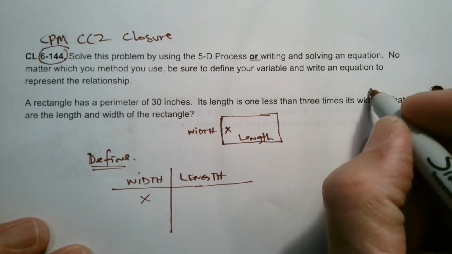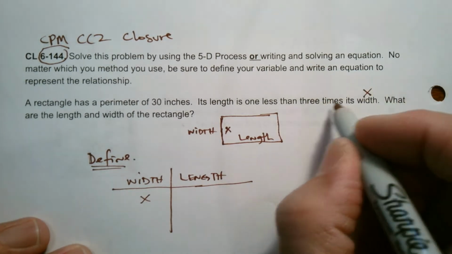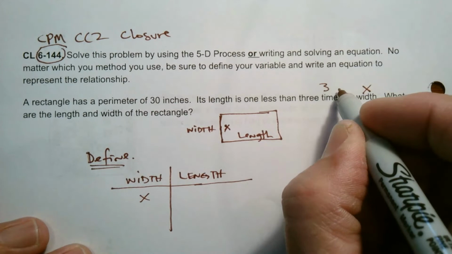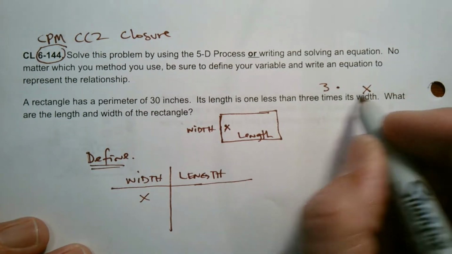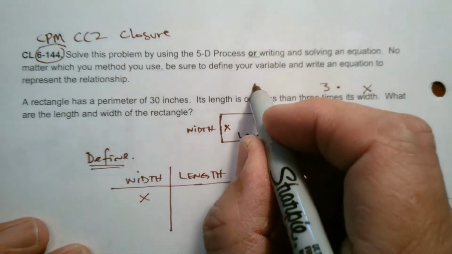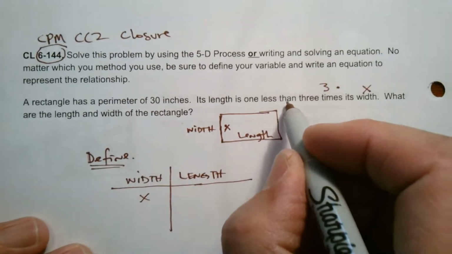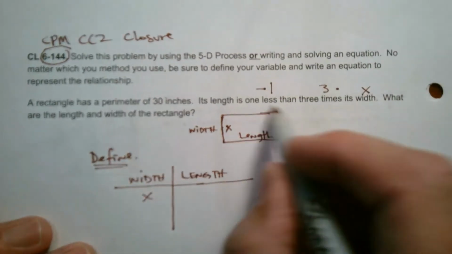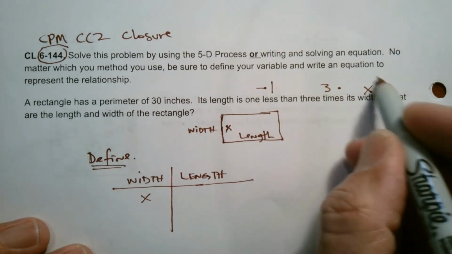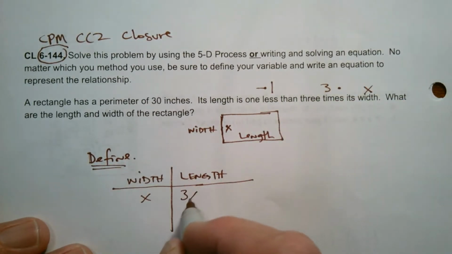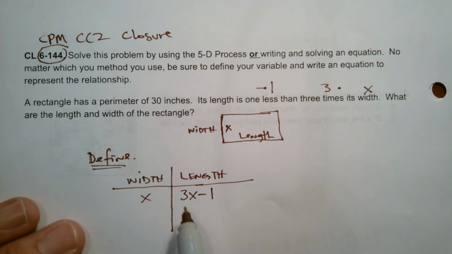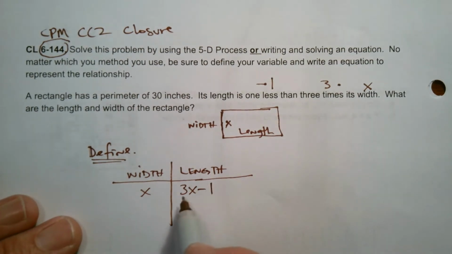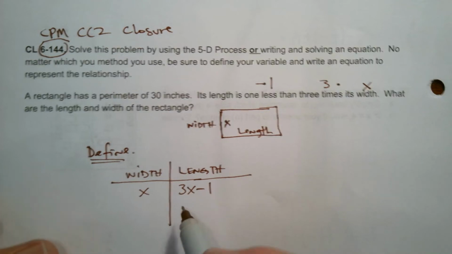So if I called the width x, then 3 times the x, but 1 less than. Well, 1 less than means I would have to subtract 1 from this. So how do I write that? That would be 3x minus 1. 1 less than 3 times the width.